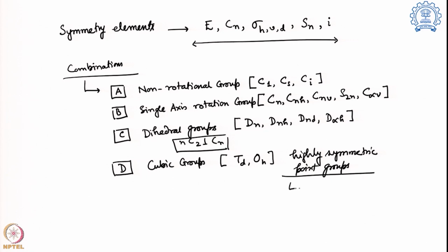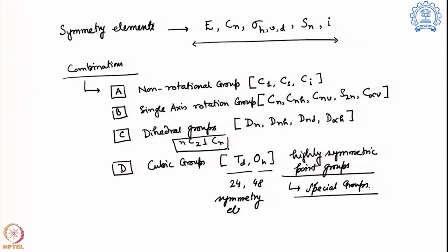That is why we can call them special groups, because the tetrahedral and octahedral have 24 and 48 symmetry elements respectively. That means they are very highly symmetric. So these are the 4 different groups that we can divide into. Now the question is how to figure out which particular point group a molecule belongs to.